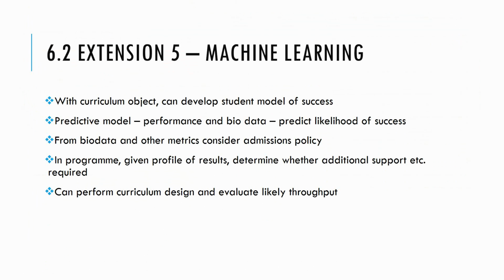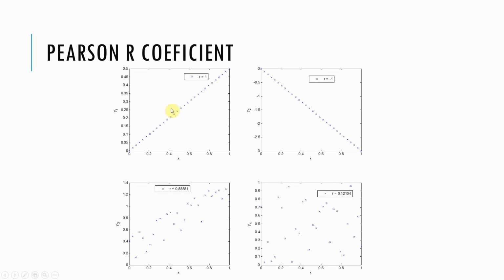So what we want to do in this presentation is actually look at, can we predict what a student is likely to do if we have the curriculum object and we've got data to fit to that. So can we develop a predictive model? And besides the student records, there is other data available. So there is bio data and so on available. So let's look at some of the processing that we can do towards that.